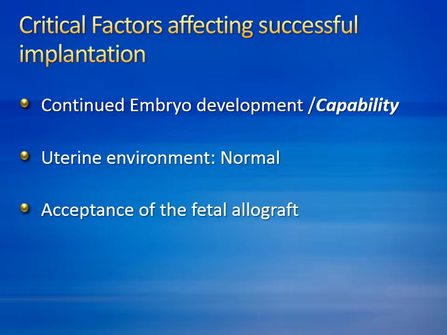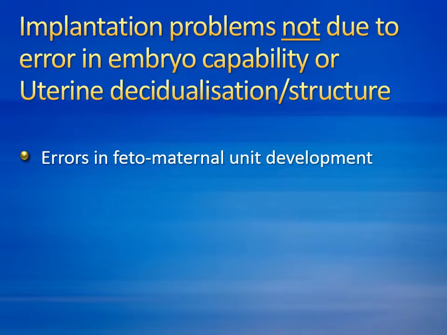So what are the critical factors affecting successful implantation? These would be continued embryo development, so in other words, capability. The fact that the uterine environment must be normal and healthy and ready for implantation. And lastly, but very importantly, the acceptance of the fetal allograft. To emphasize, this evening's webinar is on implantation problems not due to an error in embryo capability or uterine decidualization or structure. In other words, what we're focusing on tonight is errors in the fetal-maternal unit development.